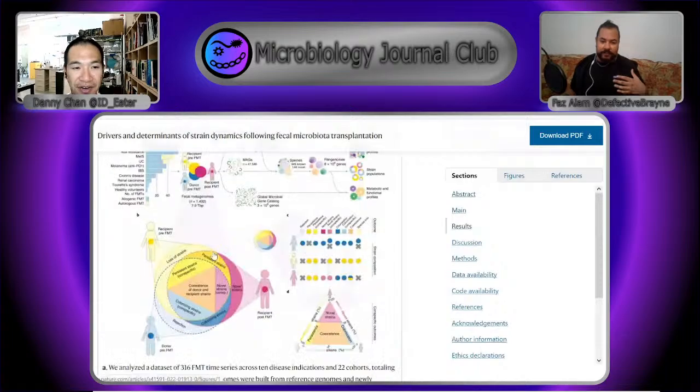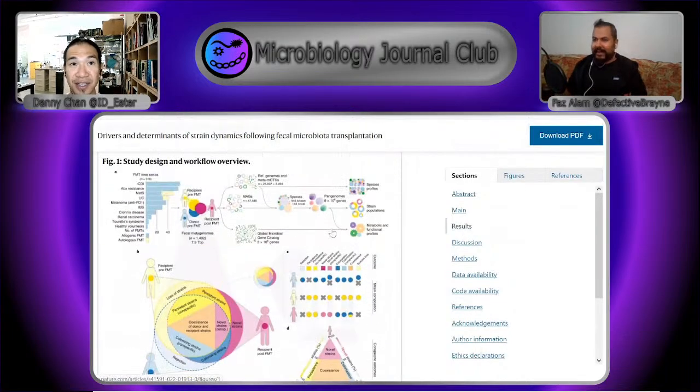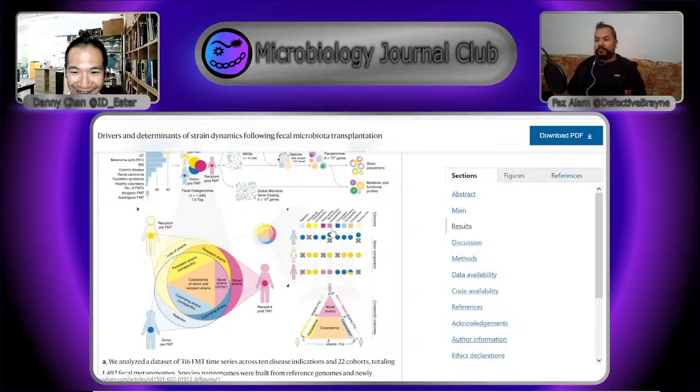The approach they're taking here is essentially a meta-study. They're collecting a whole bunch of different data sets where they have samples from before fecal microbiota transplant and after fecal microbiota transplant. And they're asking, what are the factors? Can we use this data to predict important factors that might tell us what bacteria will grow or won't grow, both from the transplant and from what's existing in the person already?